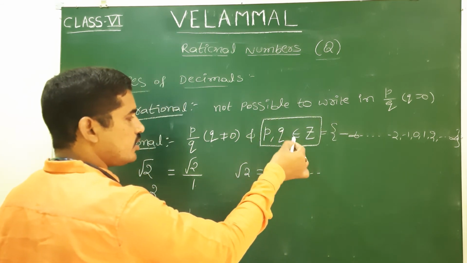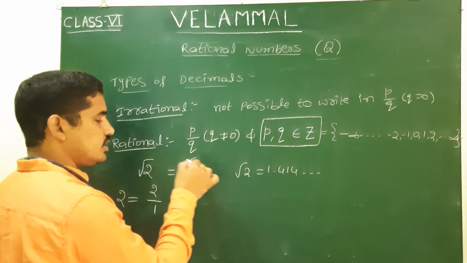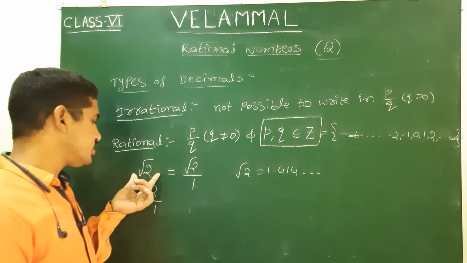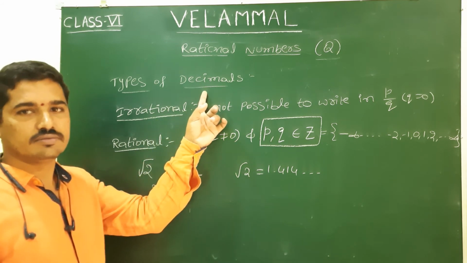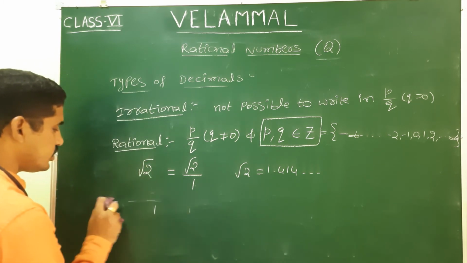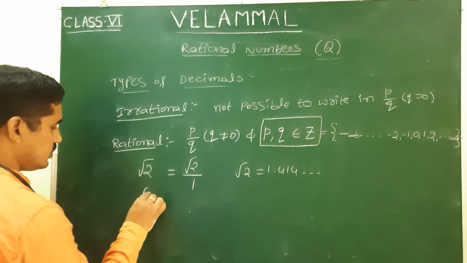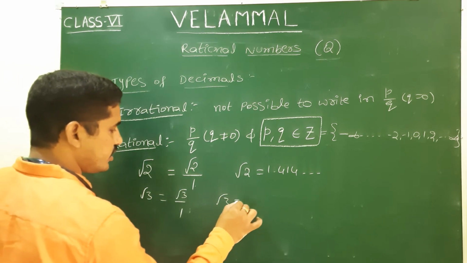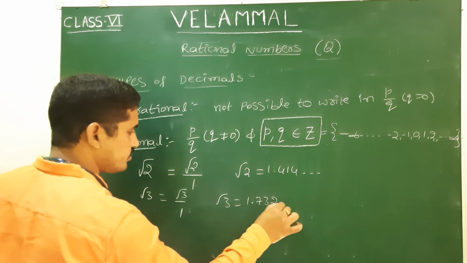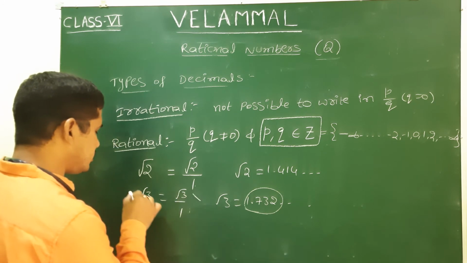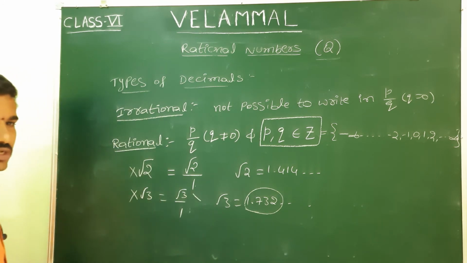The numerator and denominator must be integers, but root 2 is not an integer, so we will say root 2 is not a rational number. Root 2 is not a rational number. The same way we will take root 3 also. Root 3 is nothing but root 3 by 1 we can write, but root 3 value is 1.732 something that will come. So it is again a decimal. So root 3 is also not a rational number. These are irrational numbers, we will say.